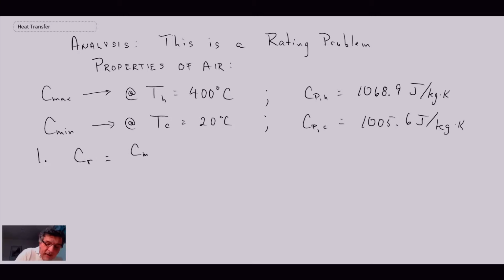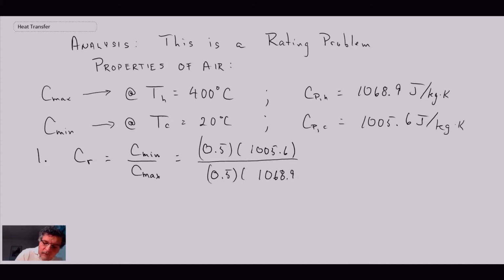CR is Cmin over Cmax. Mass flow rates are the same. So with that, we get the ratio to be 0.9408. That's the first step. Second step is to estimate the number of transfer units. Remember that is defined as UA divided by Cmin. When you compute that, you get 1.59.